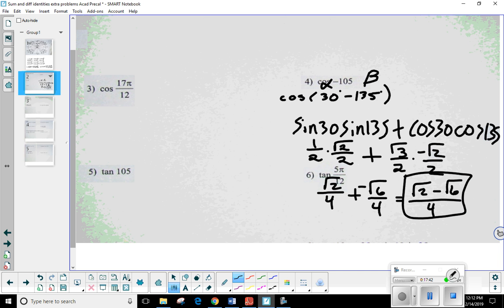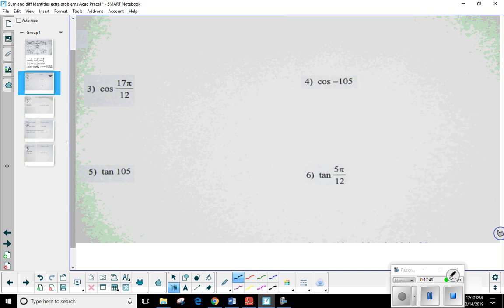Okay. All right, now, Brandon was talking about, let's go ahead and do a tangent one. So why don't we go ahead and do tangent of 105? And I think we had a 105 just a second ago, right? To get this one, we used 30 minus 135. So for this one, why don't we say 105 is 135 minus 30?